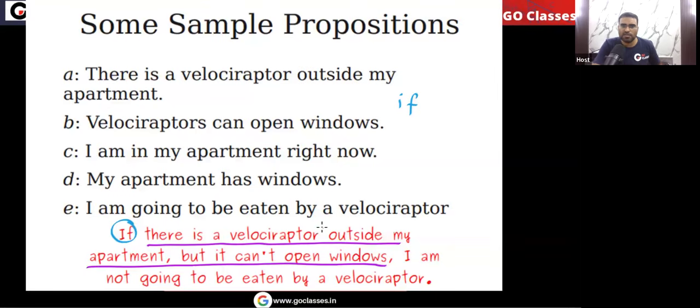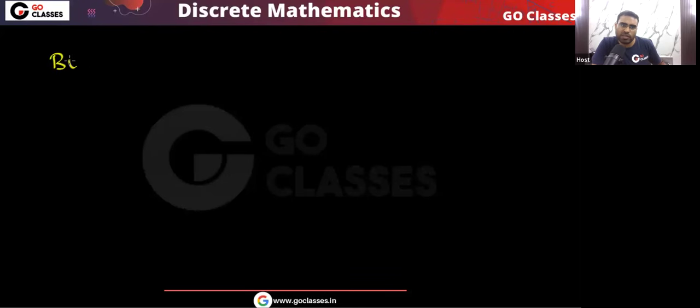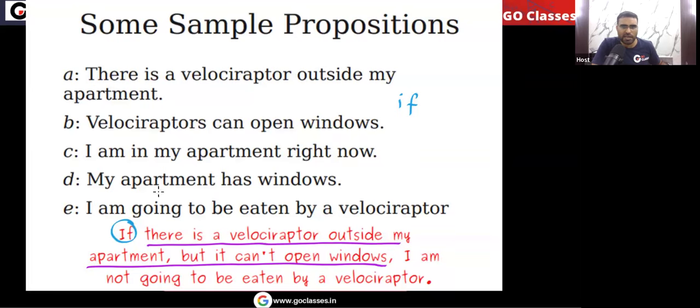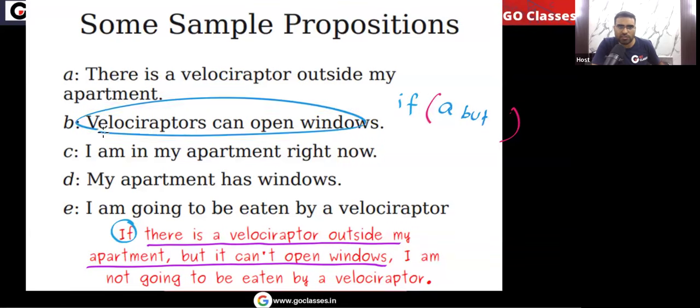This is a statement: if there is a velociraptor outside my apartment, but it can't open windows. You know what "but" is? I told you, "but" is the same as "and". Yes or no? Finally, I can say: if there is a velociraptor outside my apartment, that is A. If A but it can't open windows, that means B bar. So A but B bar.